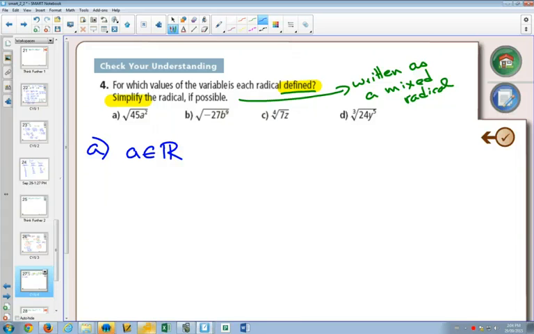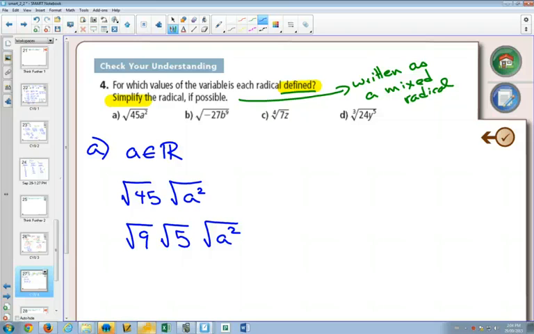Now, for simplifying it, we want to write this as a mixed radical. We have to simplify both the number and the variables. Can I simplify the square root of 45? Okay. Is there a perfect square that we can divide 45 by? 9, right? Because 45 is the same as 9 times 5. I'll keep the a squared here. The square root of 9 times 5 would be 3 root 5.